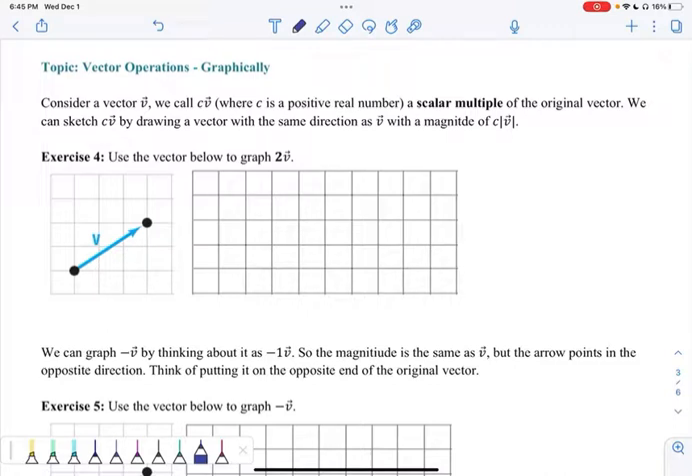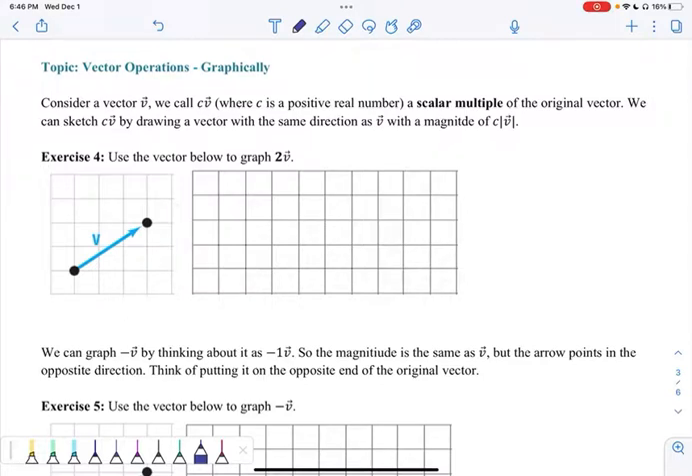So consider some vector v, and we call cv, where c is some real number. It can be negative too, but we'll start where c is positive because it just makes it a little bit easier. We call that a scalar multiple of the original vector. We can sketch cv by drawing a vector with the same direction as v, but with a magnitude that is c times as long as the original length of the vector. So it sounds a little more complicated than it really is.